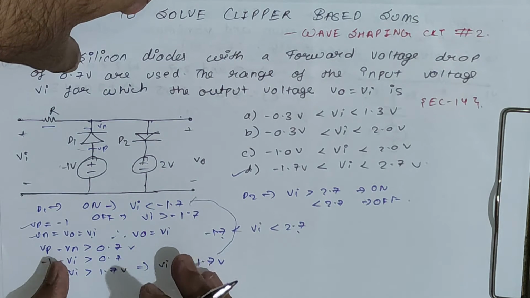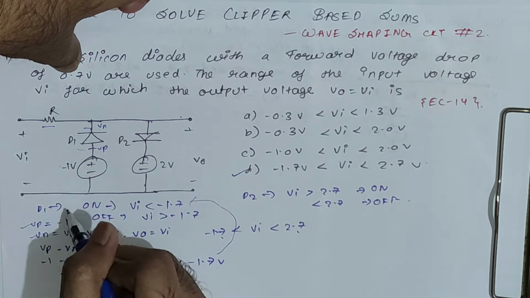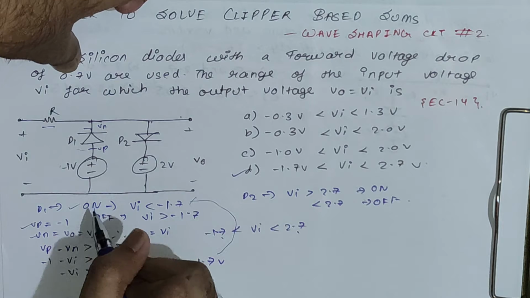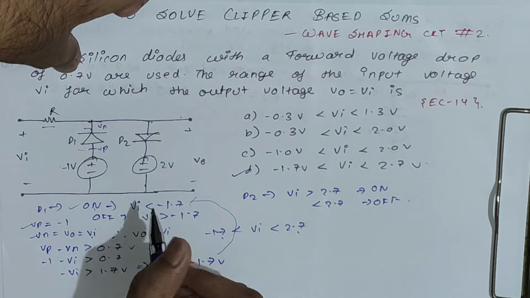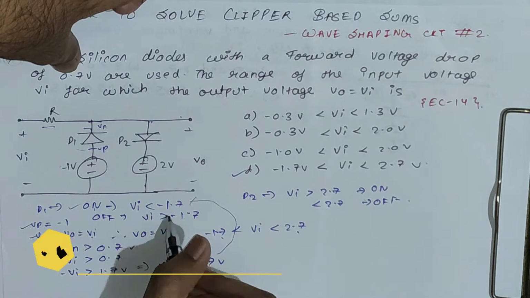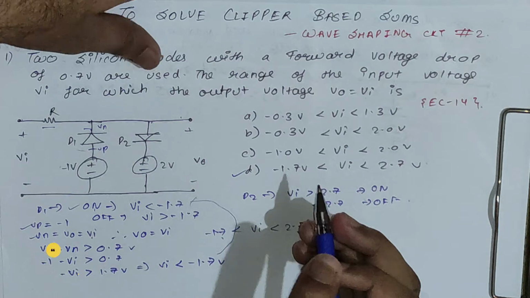Just for explaining I have written all this thing. If you get familiar with this trick you can write directly like this. For on the condition will be Vi less than minus 1.7 volt. Similarly for off it will be just opposite, Vi greater than minus 1.7 volt will make this diode off. Now let's check for D2.